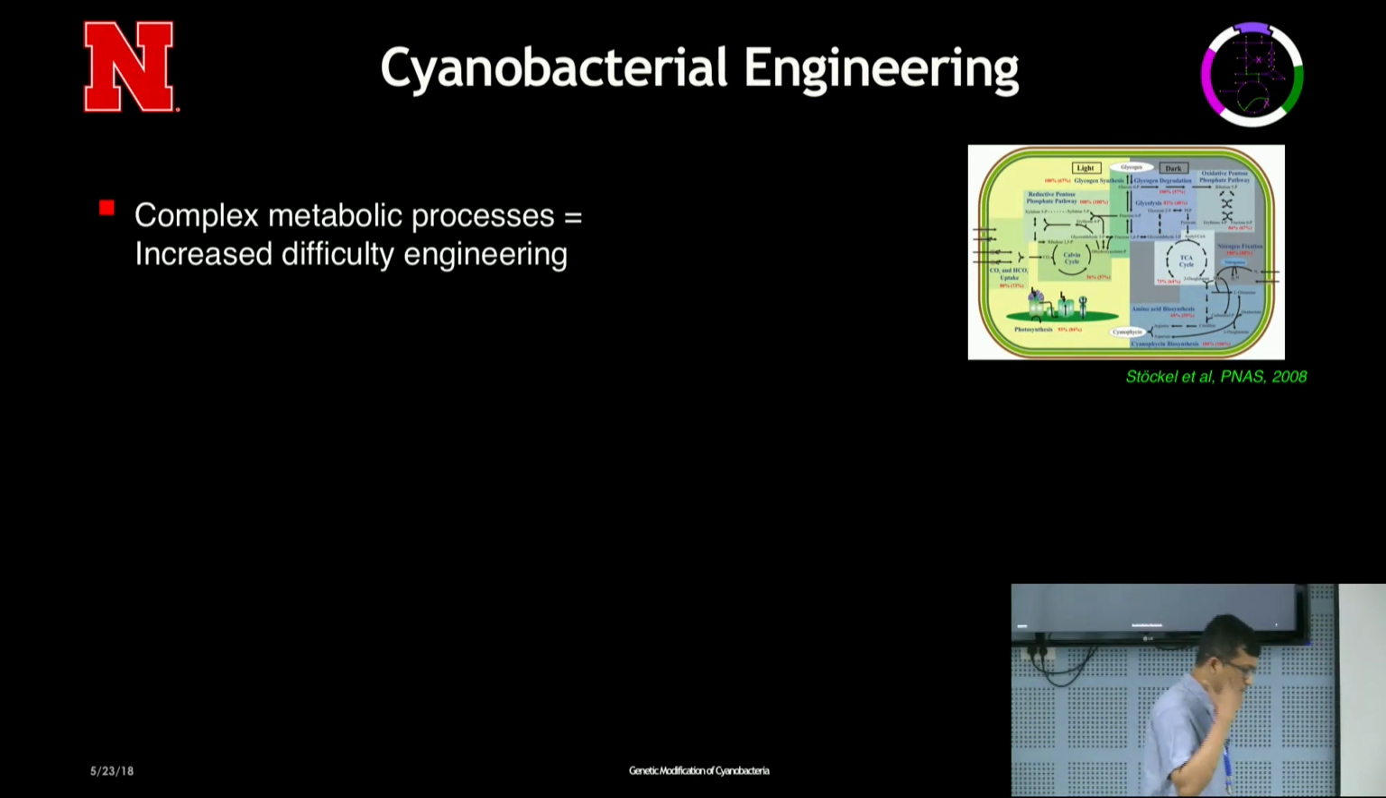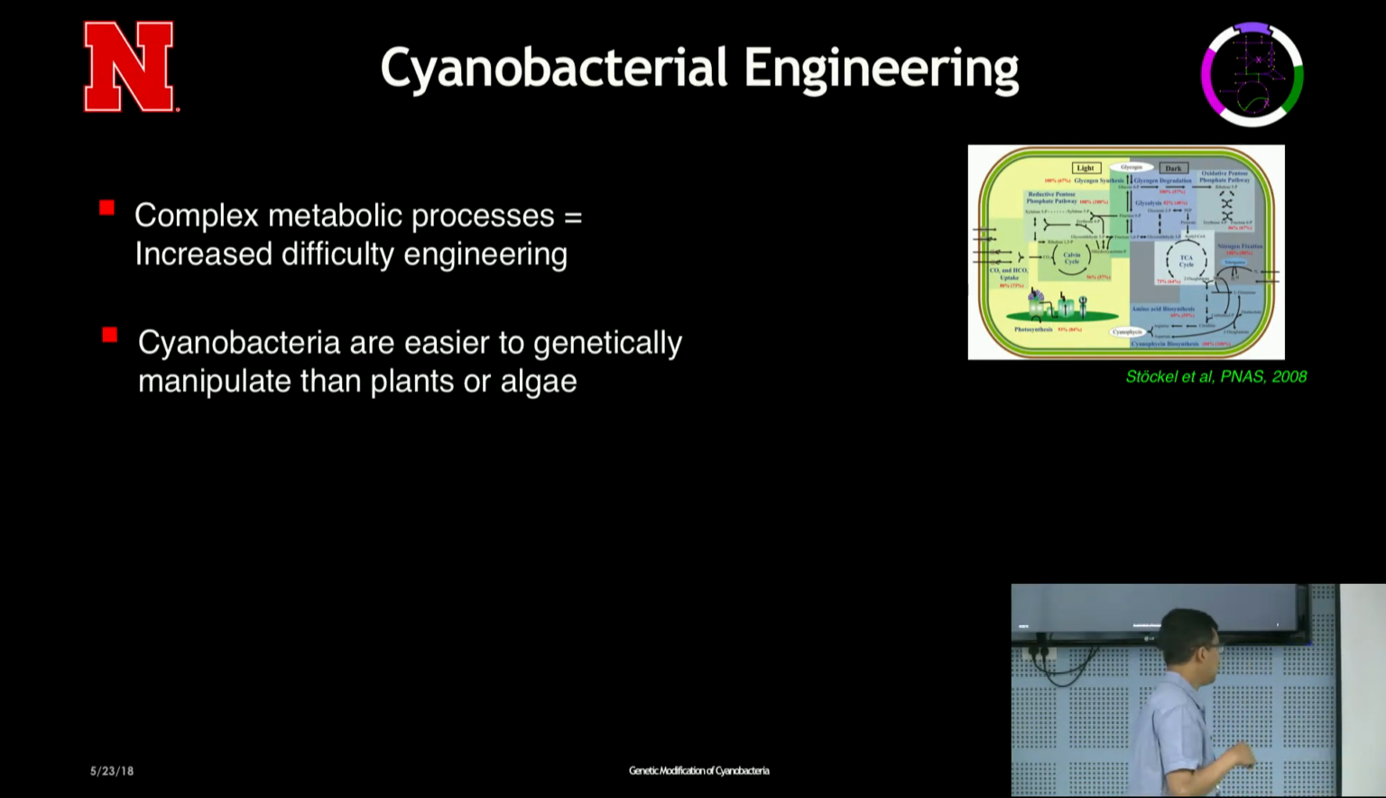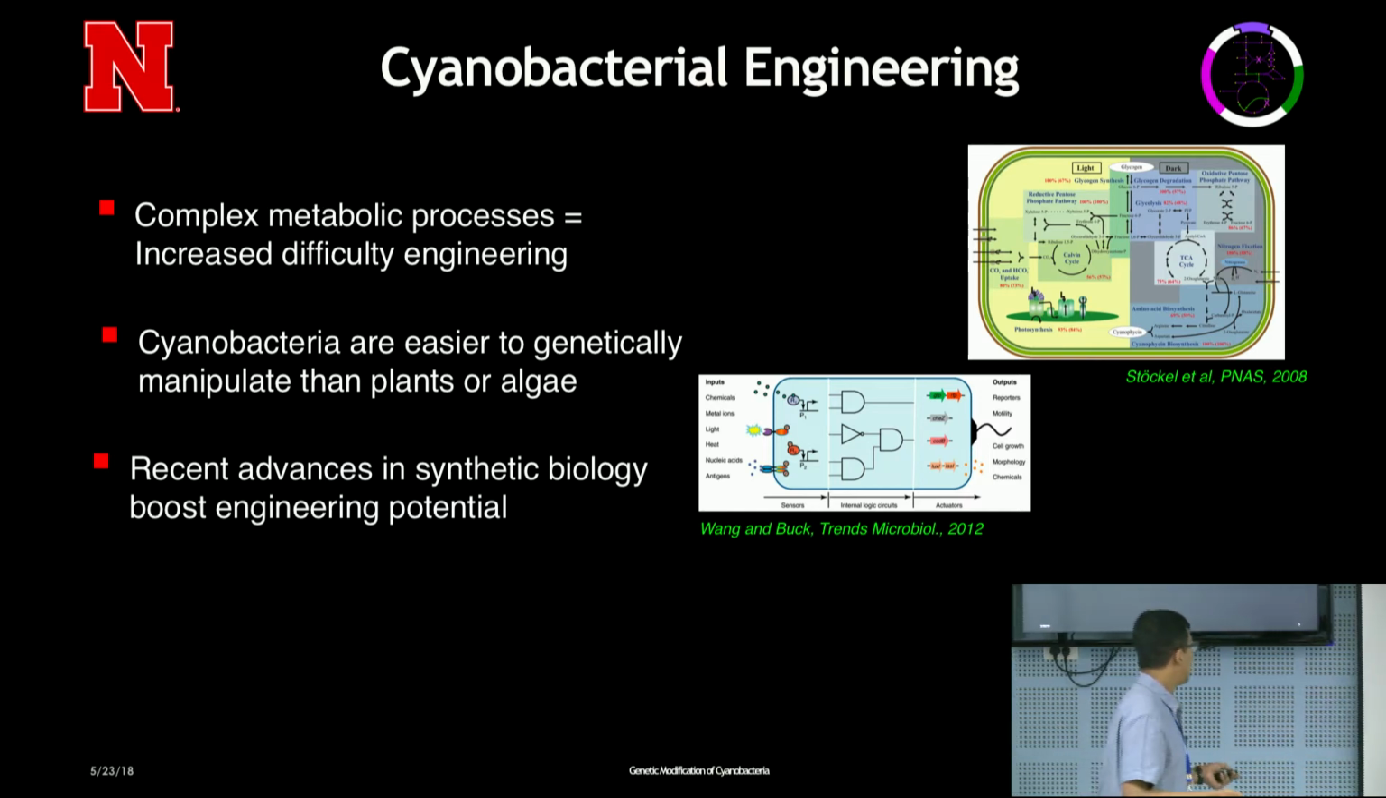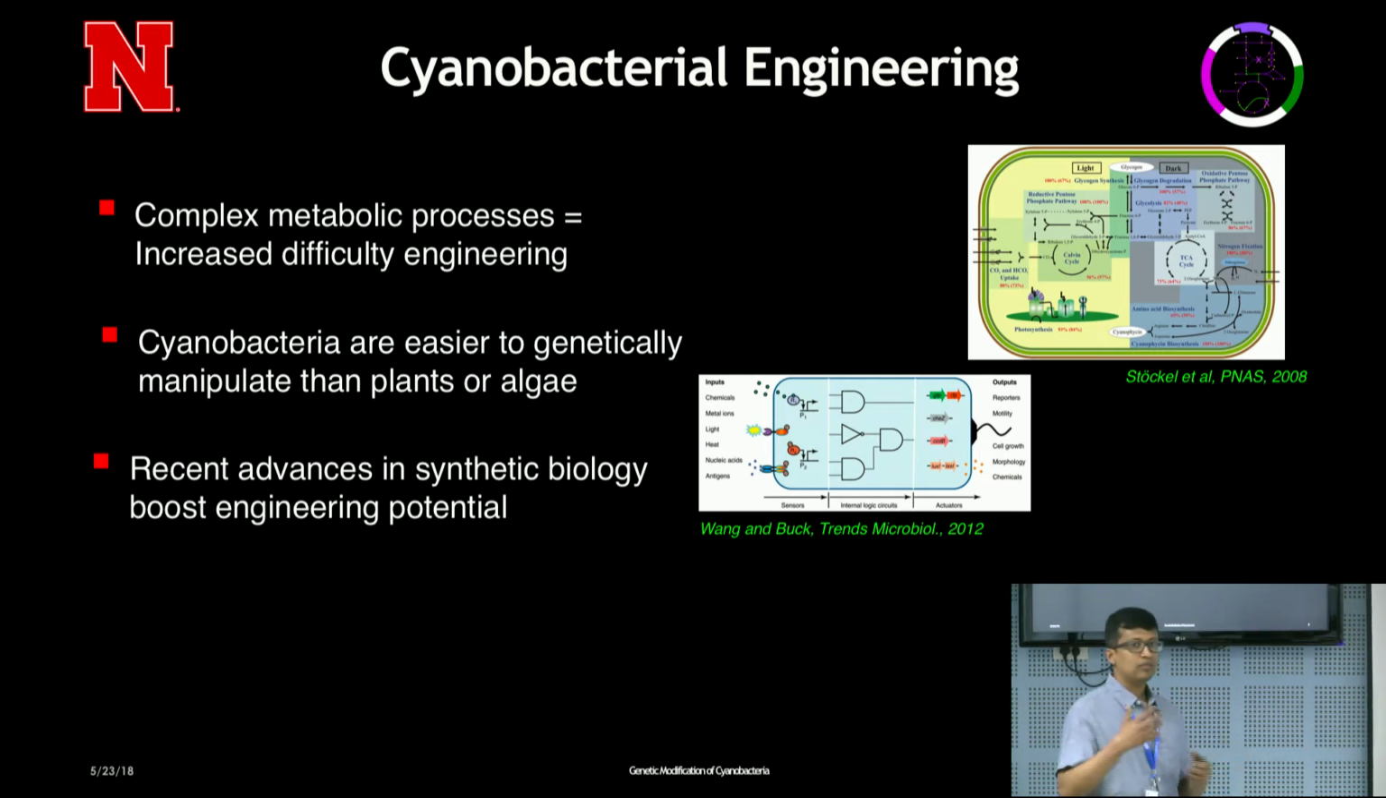Now, as I said, it is a complex process, we know that, but the good thing is at least the workhorse cyanobacterial strains are easy to manipulate genetically compared to plant. Like I should not say easy to manipulate compared to E. coli, that is a wrong statement, but compared to plant or algae, they are easy to manipulate. And the recent advancement in synthetic biology would help you to explore many different possibilities.